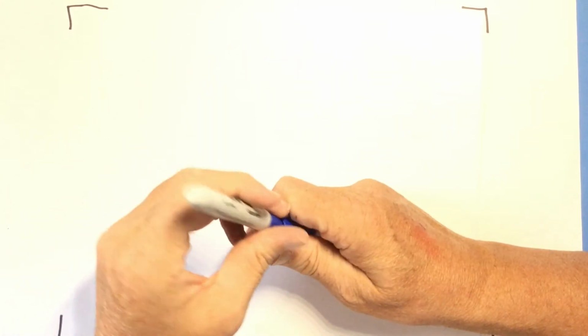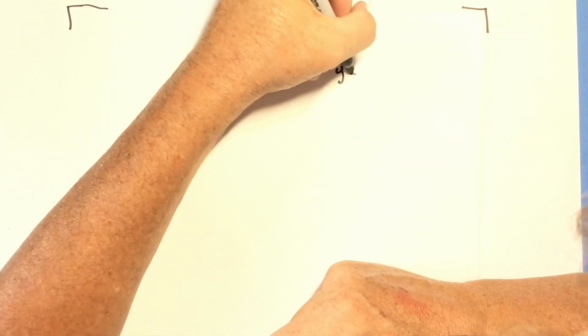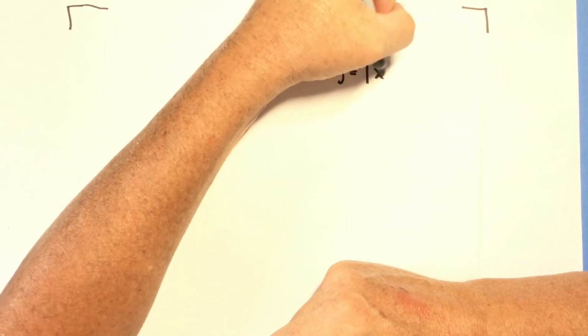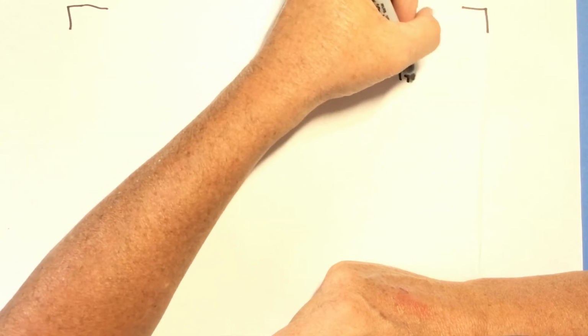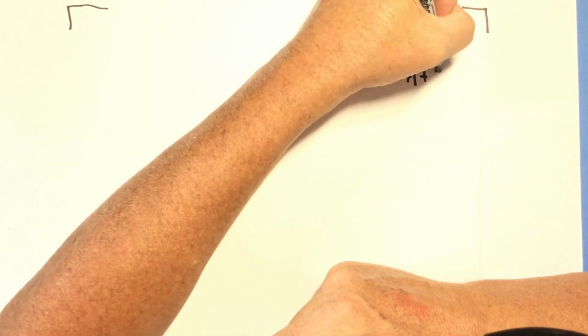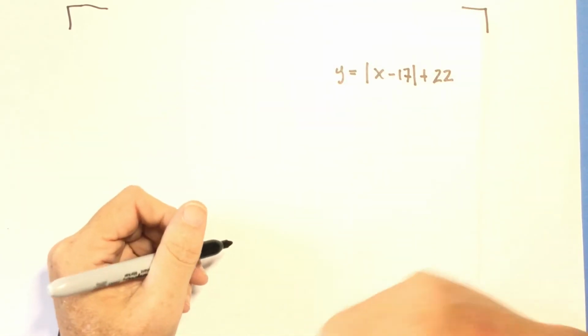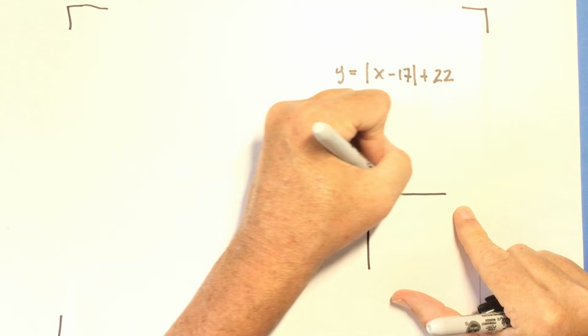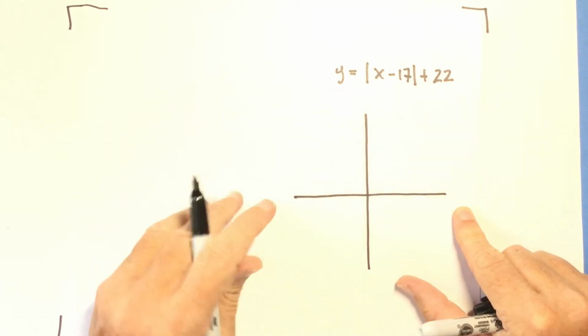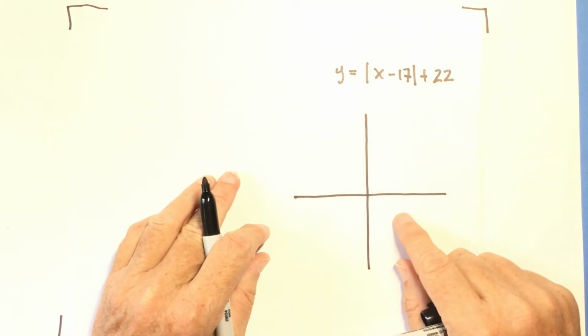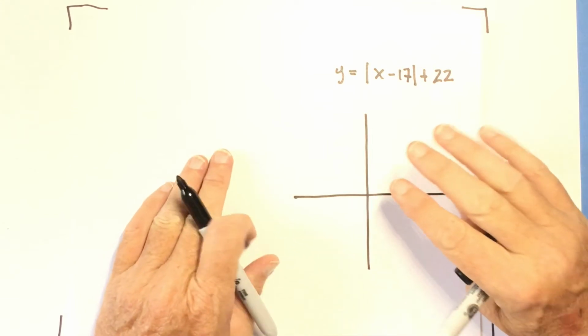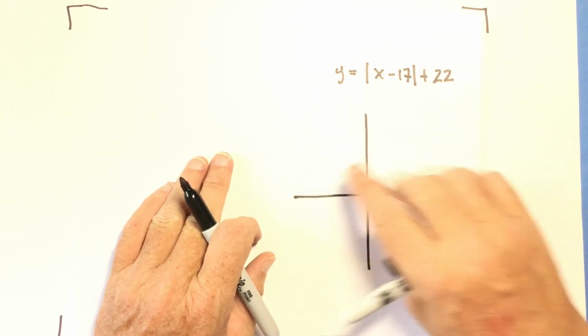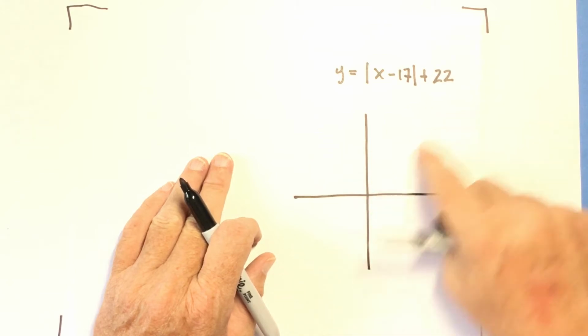I'm using nice simple numbers because it helps me to draw the graph pretty easily. But let's say I had y equals the absolute value of x minus 17, plus 22. Okay? Well, there is my Cartesian plane, x and y. Just this time, I'm not going to draw it in. I want you just to visualize what your parent graph looks like, okay?